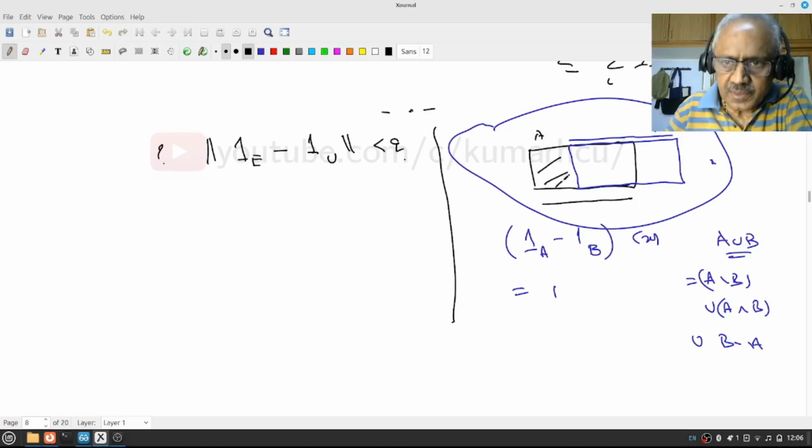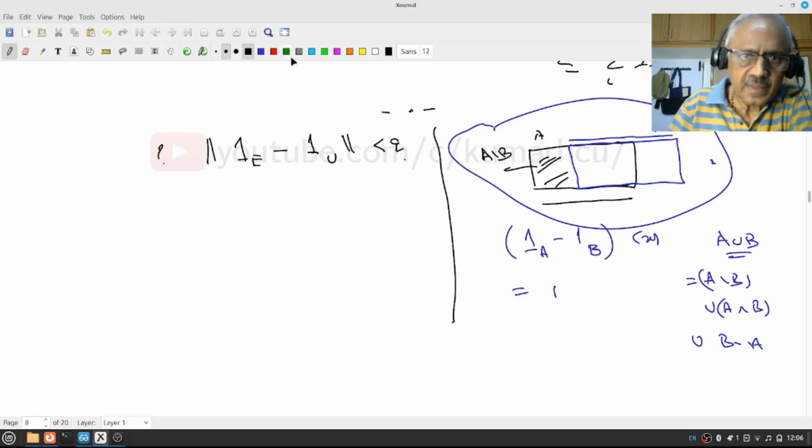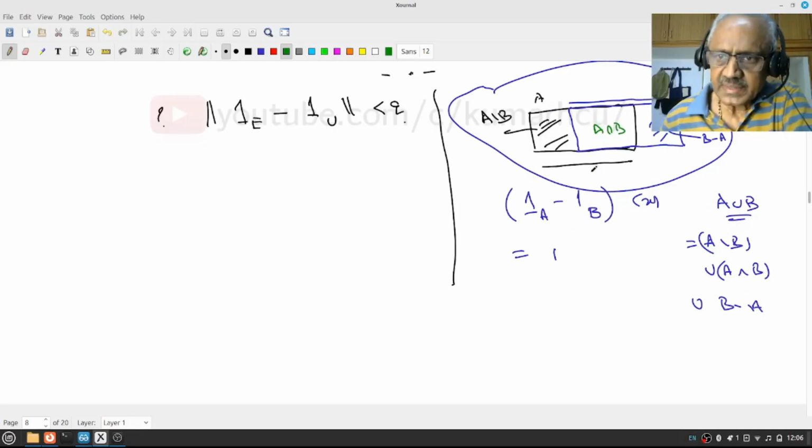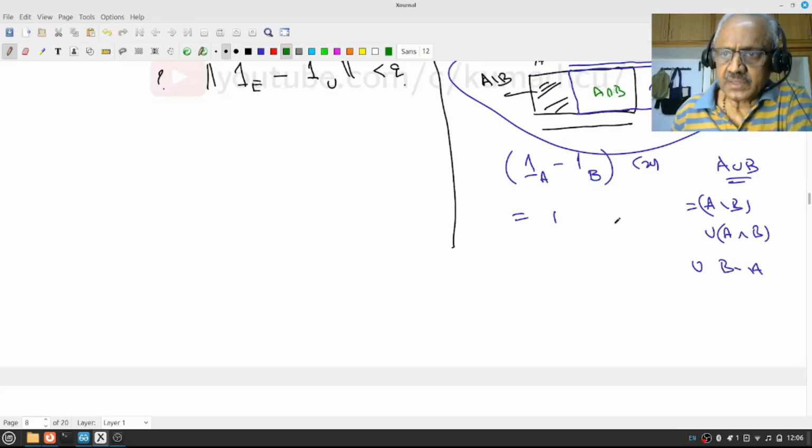Let me make sure this is A minus B. Okay, and this is B minus A, and this is A intersection B. Correct? Yeah. So these are the cases.